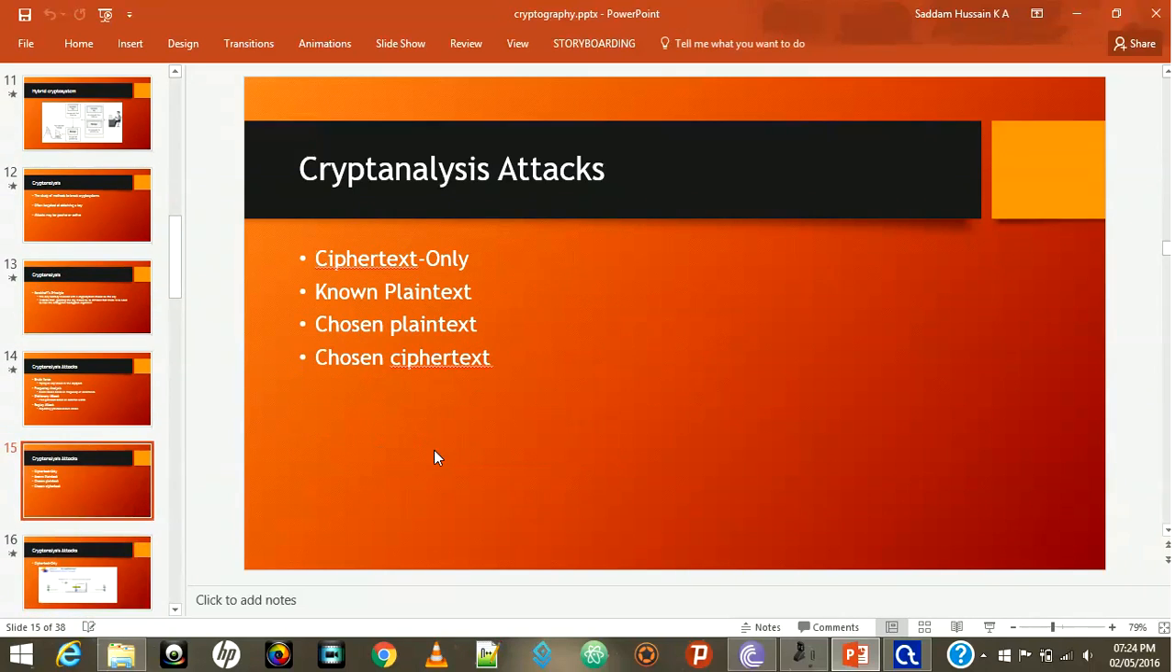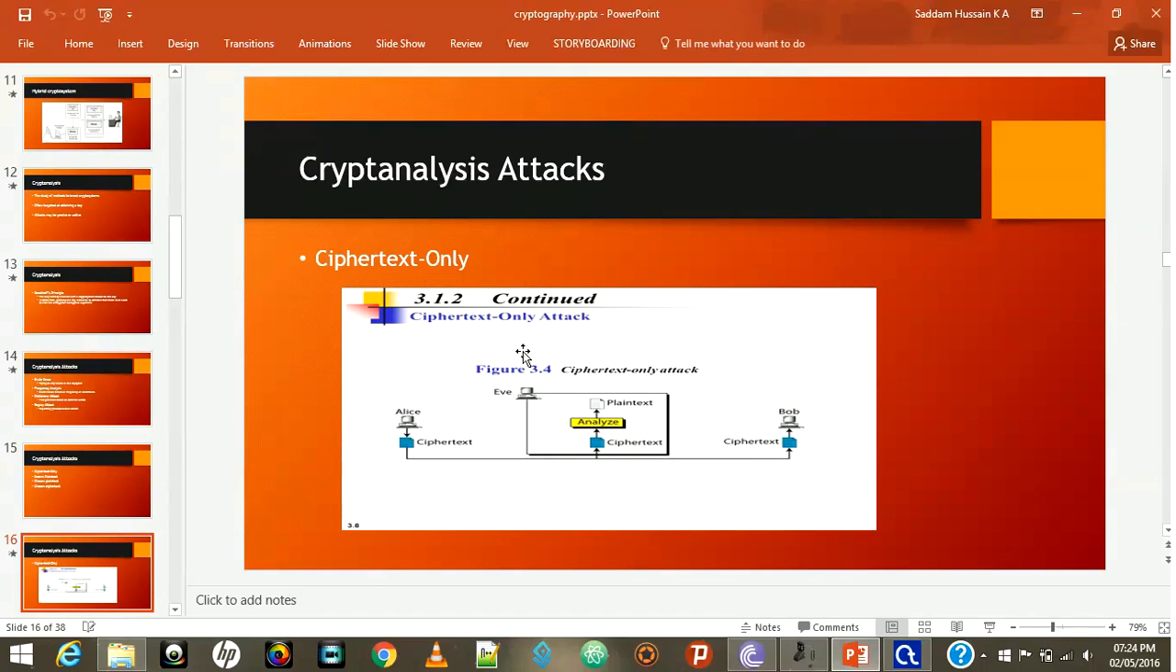That is the crypto. Then we have ciphertext only, known plain text, chosen plain text, then we have chosen ciphertext. These are again four attacks. Okay, now let's see what is ciphertext only attack. In this attack, what is this?